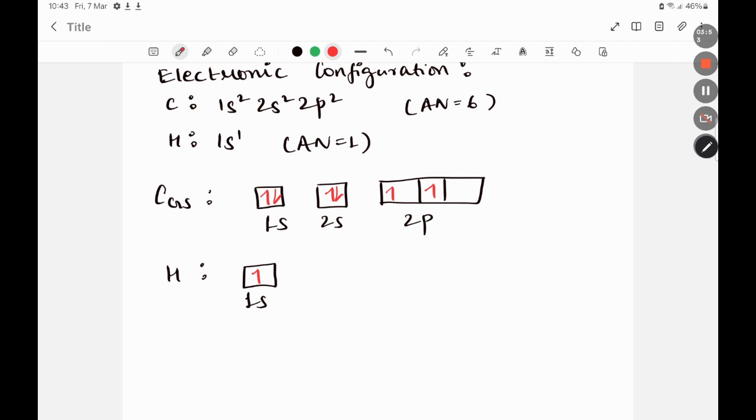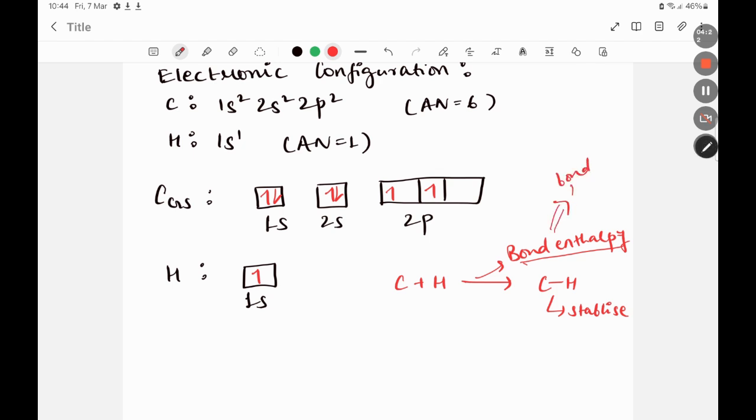While bonding of carbon with hydrogen is taking place, there is something called bond energy or bond enthalpy which is released to stabilize the carbon hydrogen bond. So the release of bond enthalpy or bond energy leads to the formation of a stable CH bond. Okay, so this bond enthalpy has a very huge role in bond formation. How? Let us see that.